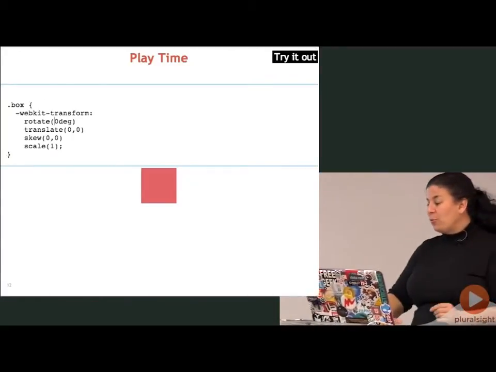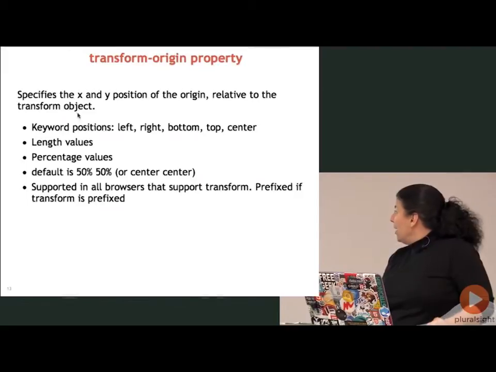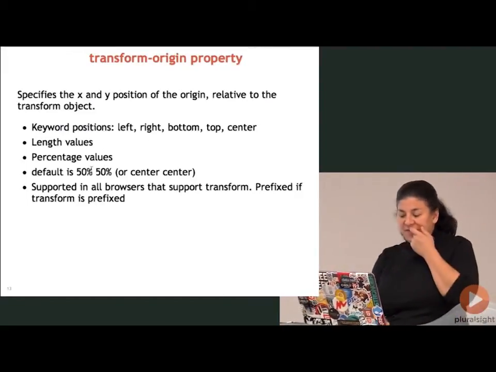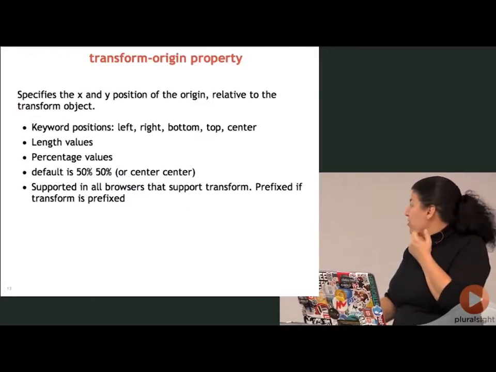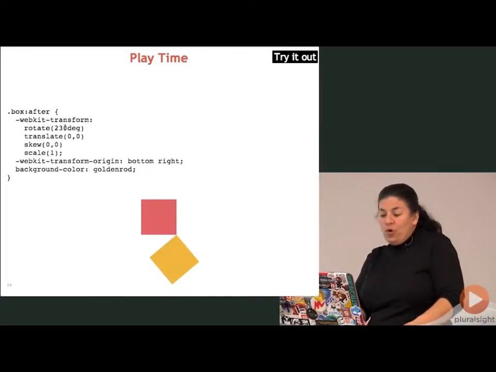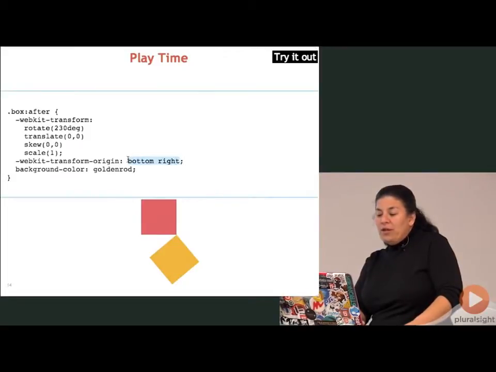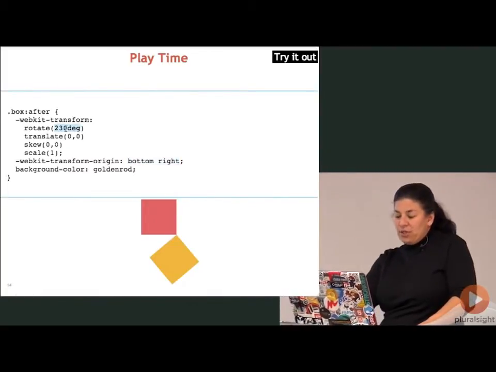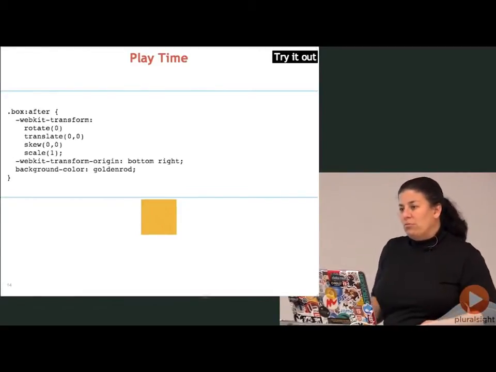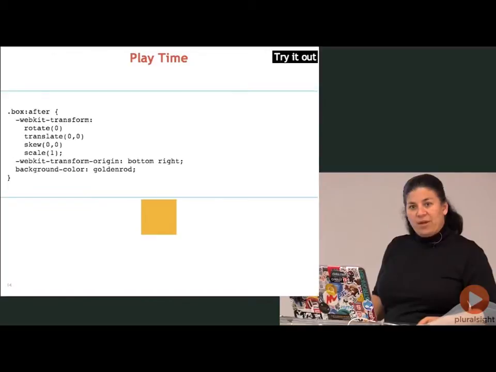We do that with transform origin. It takes either key terms, length values, or percentage values. The default is 50-50. And every browser that supports transforms does support transform origin. So here, we have rotated this 230 degrees, but we put bottom right as its transform origin. Again, remember when I was telling you 0, 0? This is positioned absolutely, and so it's right on top because I used top 0, bottom 0, right 0, left 0. So you see how it takes up that whole space?